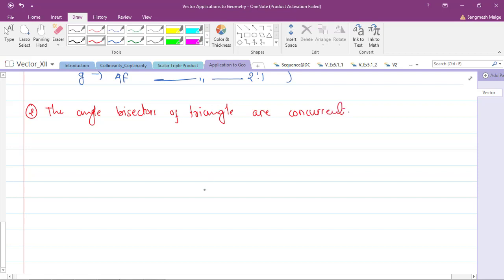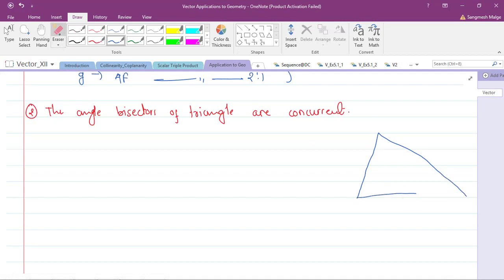Okay. Now let's draw the triangle again. Suppose this is a triangle we are having now. Okay, let me draw some straight lines here. So this is what we have, a triangle. So this is ABC. So we have A, B and C.